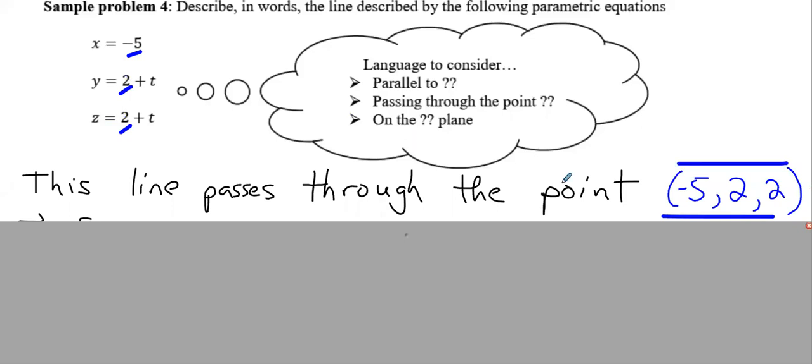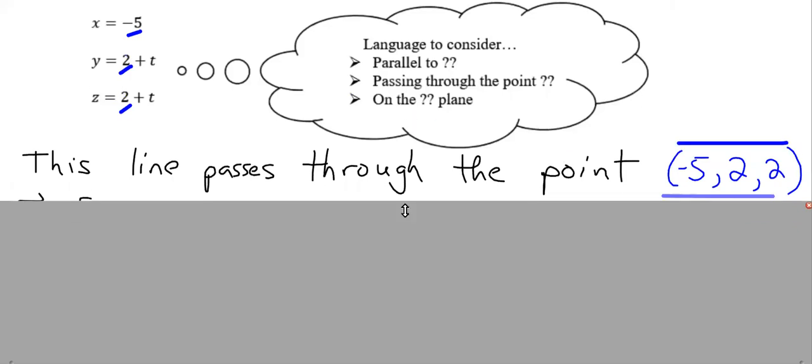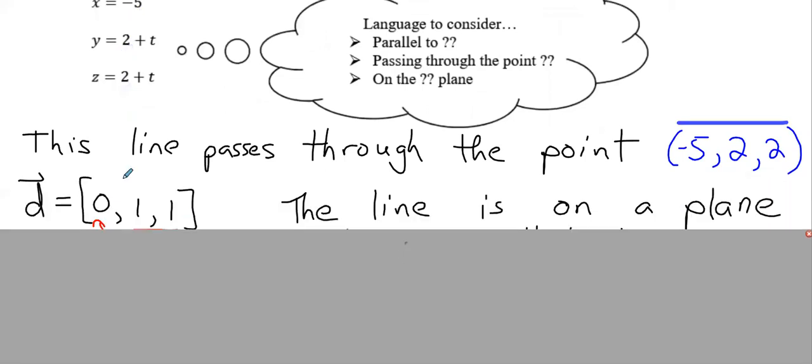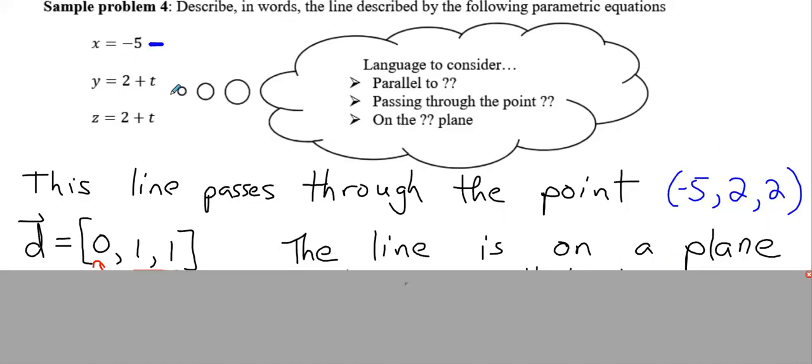So that's simple enough. What becomes more challenging, though, is this part here. What does the direction vector tell us? So the direction vector here is 0 because there's no parameter, so it has to be plus 0t. Here it's a 1t and a 1t, so there's your direction vector. So what does that tell us?